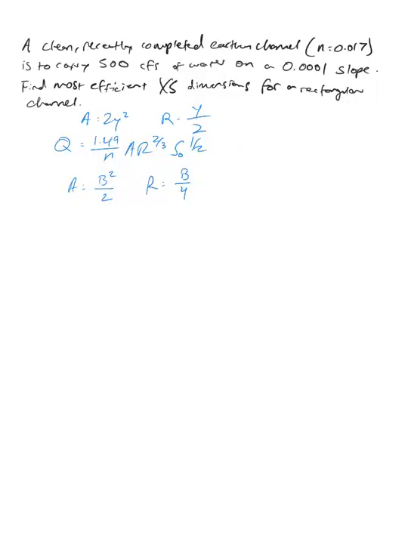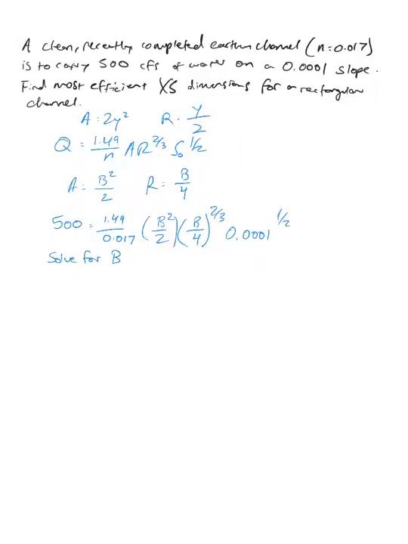So we now plug in everything we know. For Q is 500 CFS. That equals 1.49 over 0.017. And then for A, we're going to plug in B squared over 2. And for R, we're going to plug in B over 4 to the 2/3. And then our slope is 0.0001 to the 1/2. And we want to solve this for B.